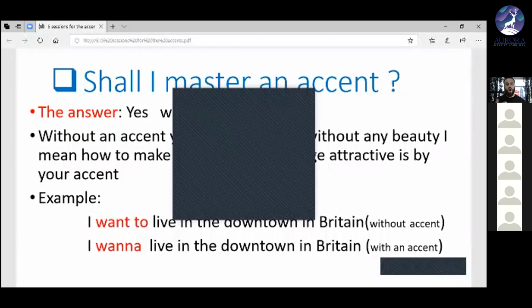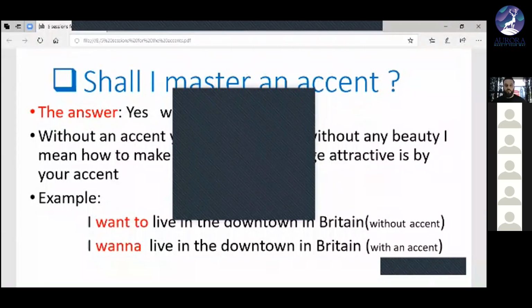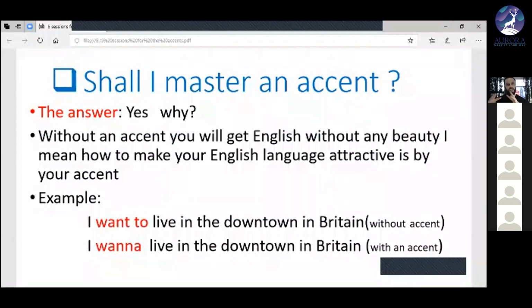Let me complete this session here for today because I have to finish it after two hours from the starting. So I asked you a question before. Shall I master an accent? Yes, you have to. Because by taking an accent you are just building a kind of personality for yourself, like an American personality or a British personality. Okay, what's next here?